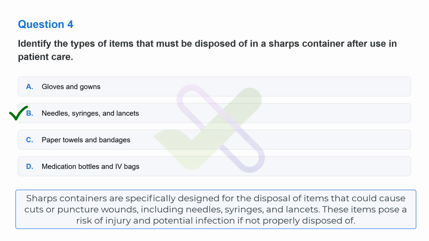Needles, syringes, and lancets. Sharps containers are specifically designed for the disposal of items that could cause cuts or puncture wounds, including needles, syringes, and lancets. These items pose a risk of injury and potential infection if not properly disposed of.